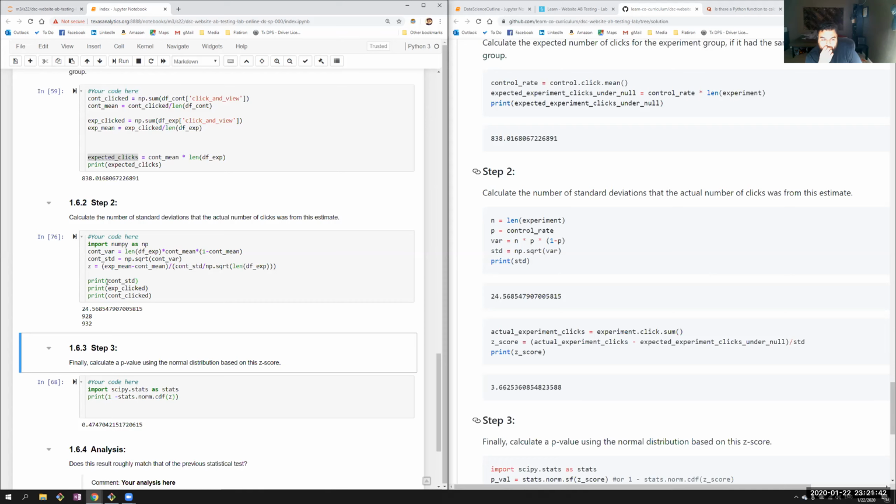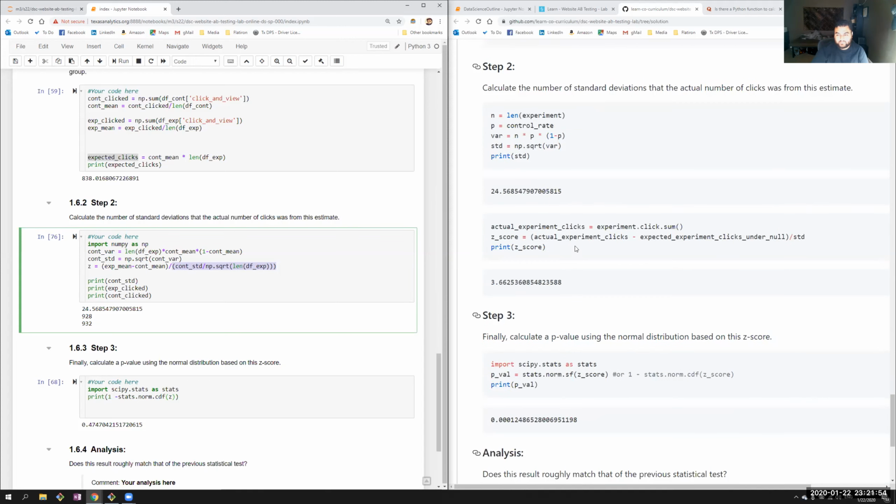Okay. Oh, I think I did this part wrong. Is that what I did wrong? Instead of dividing by that, I have to divide it by the control standard deviation. So the z-score is actual experiment clicks minus expected experiment clicks. Oh, that's where I messed up. I subtracted the experimental mean from the control mean. But when I was doing that, I thought, wait, that's not right, because they have different sample sizes, and you can't measure one in terms of the other. That difference just means nothing. So I had my reservations.